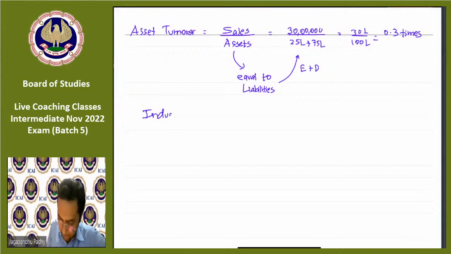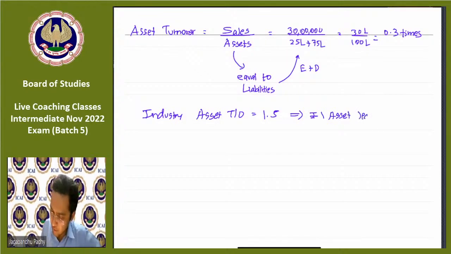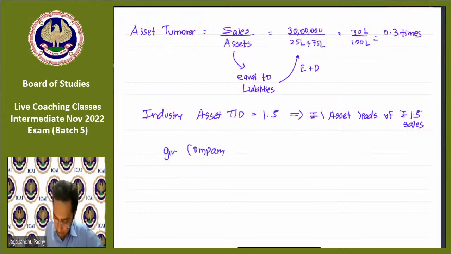In the industry, the asset turnover is 1.5. It means rupees 1 asset leads to rupees 1.5 sales. In case of the given company, it is 0.3.